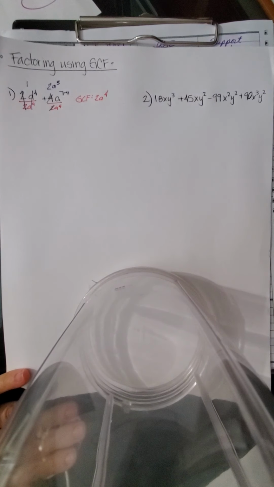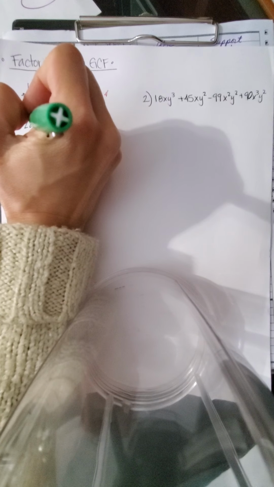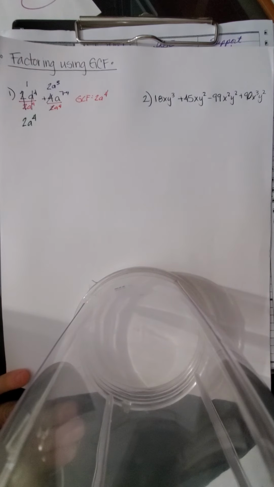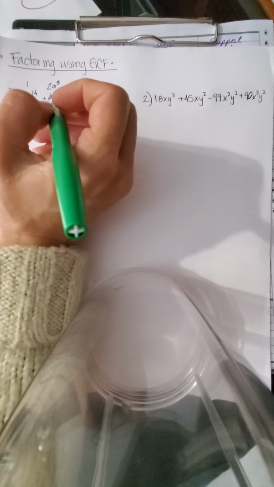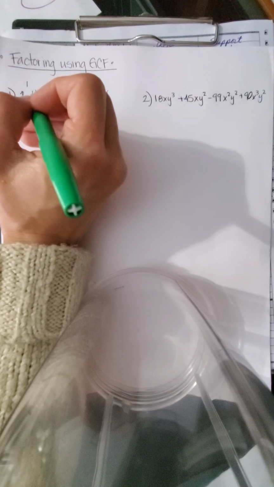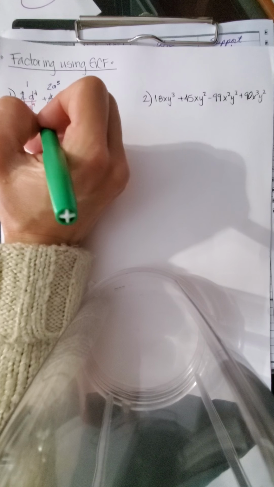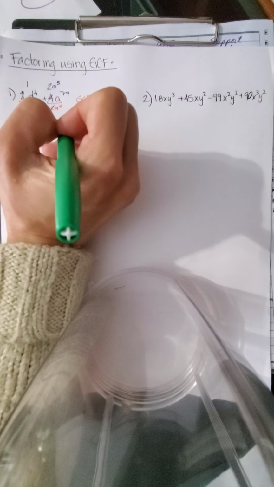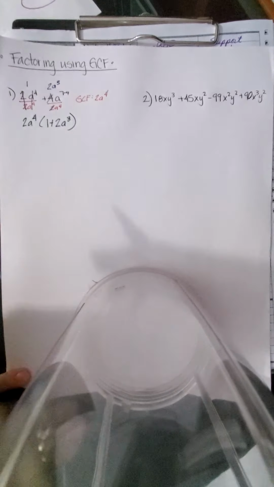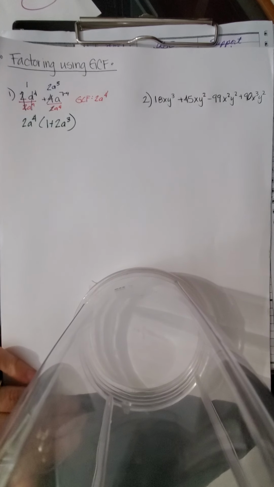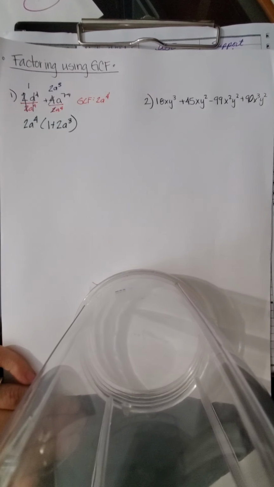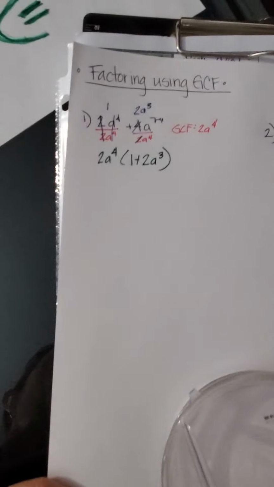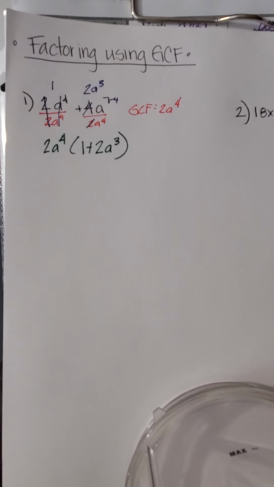So when I go to write my answer, I'm going to write that GCF out in front of the parentheses. 2a to the 4th is in front of the parentheses. And then I'm going to write what I have up here, my 2 terms. So 1 plus 2a cubed. Let me see if I can zoom in on that for you guys so you can see it a little bit better. So that's what I got for my work.